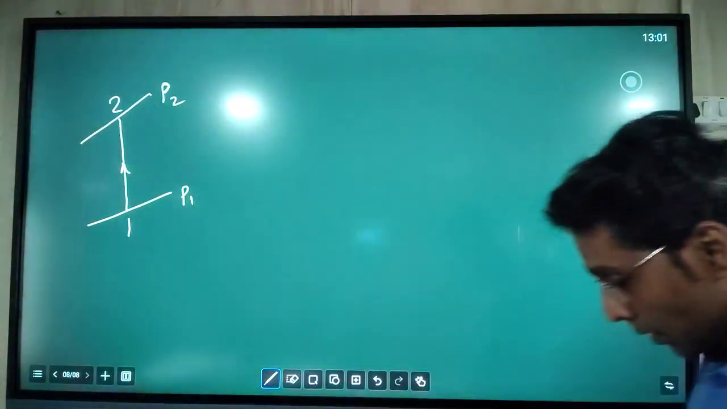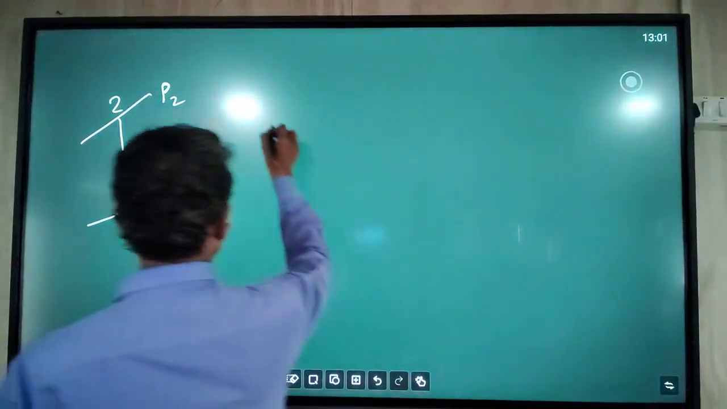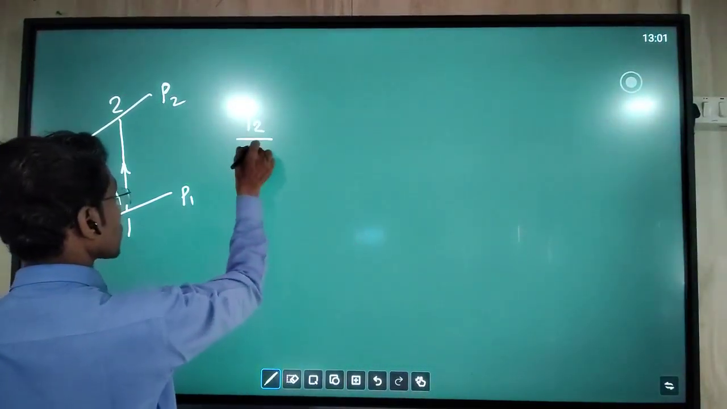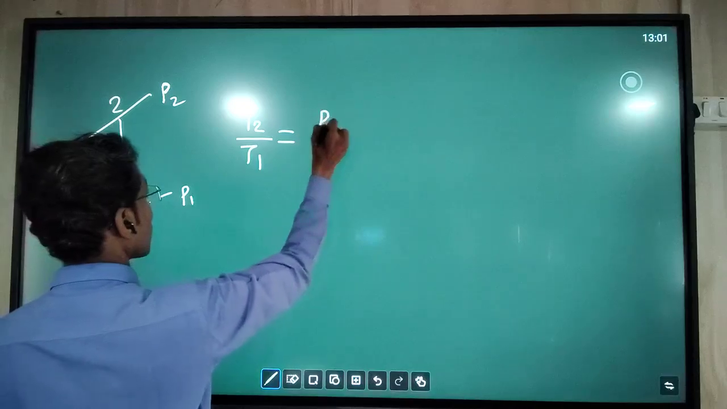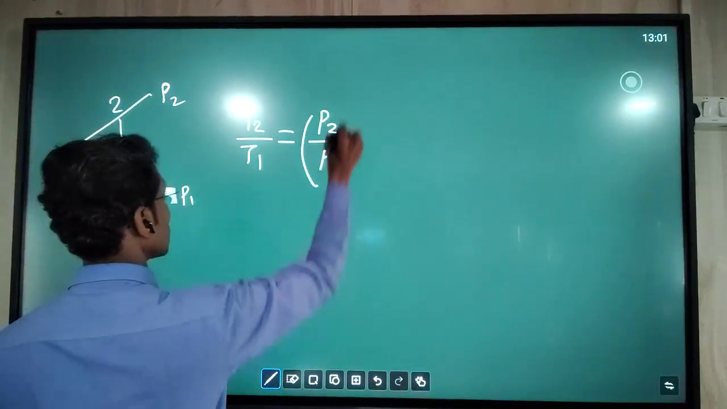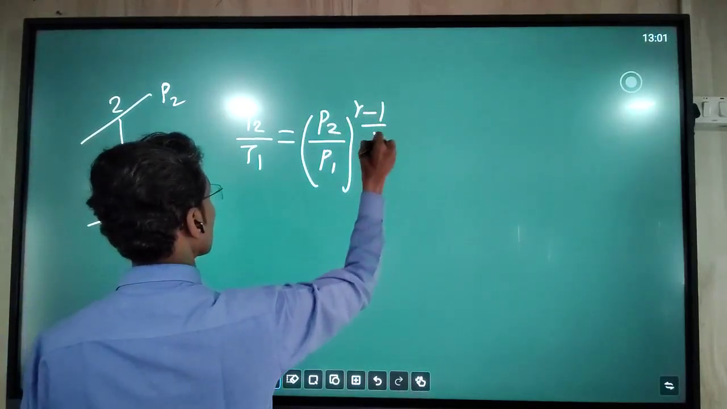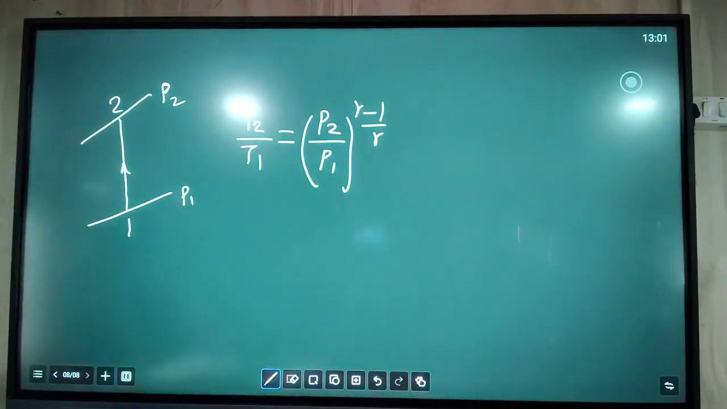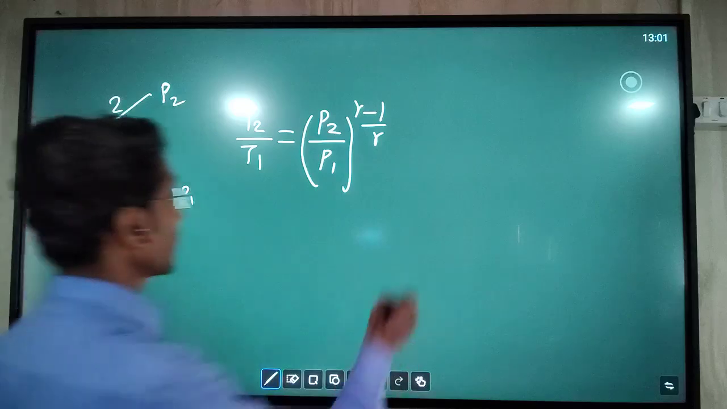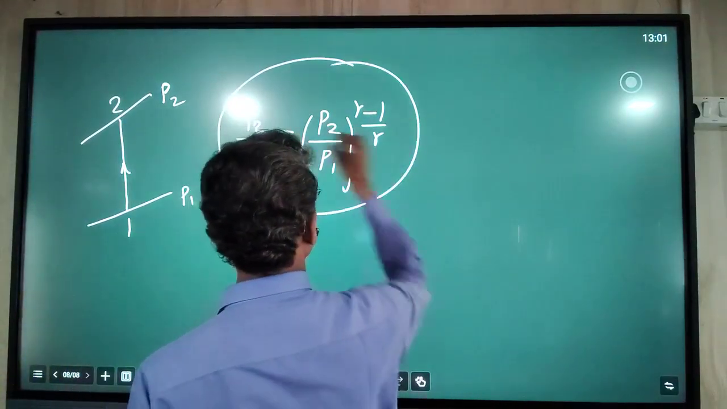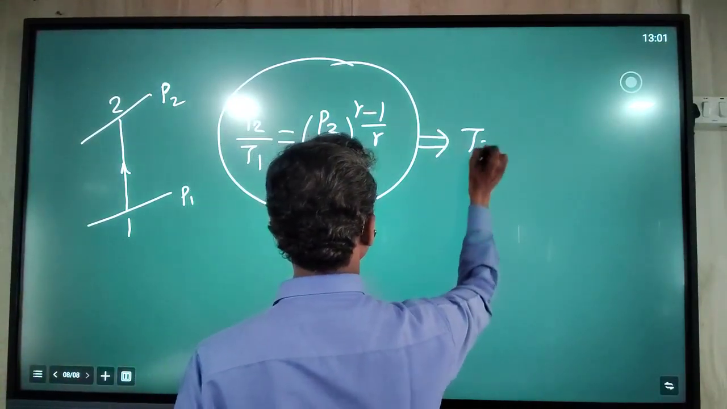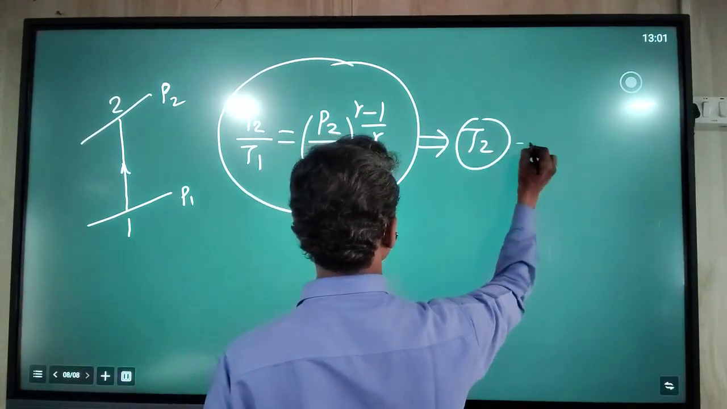This is the case, then in that case we can use the formula of temperature ratio and pressure ratio. This relation we can use. By using this relation we can obtain T2 temperature.